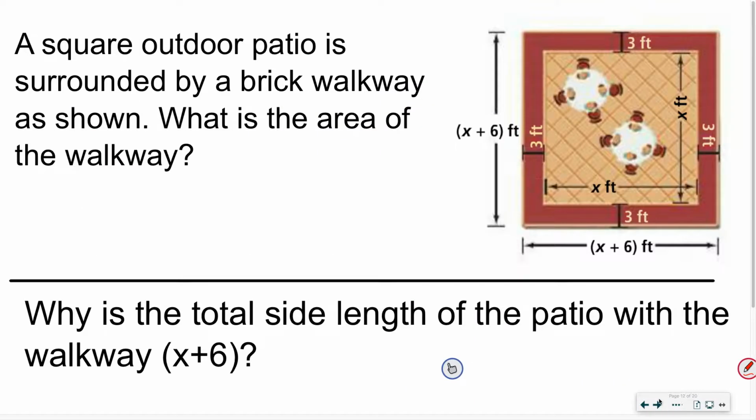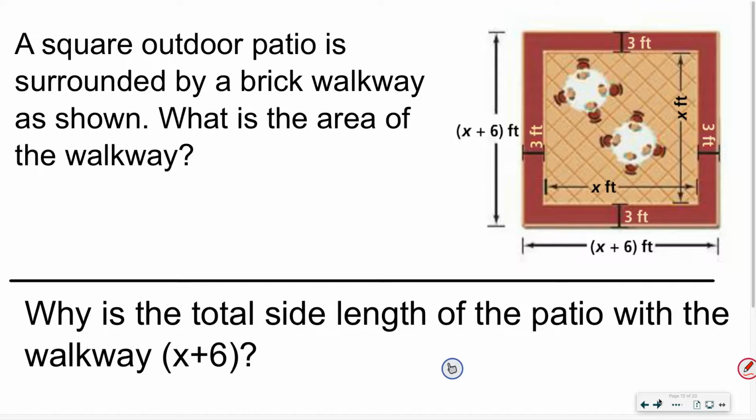Okay, so let's check out this example. This is a time where it might actually be pretty helpful to have some way of going a little quicker through squaring a binomial. A square outdoor patio is surrounded by a brick walkway. So the dark red is the walkway, and then the patio is like the tan with the lines through it. We're going to find the area of just the walkway.